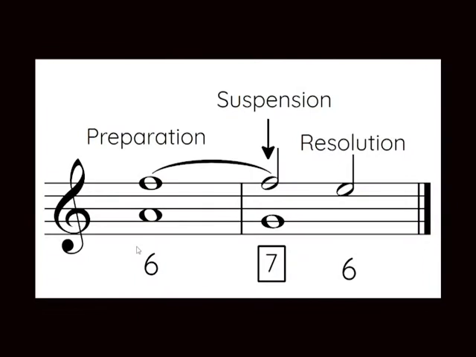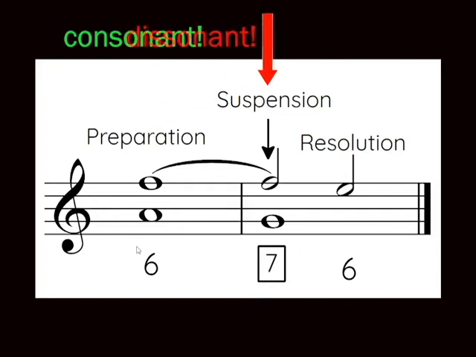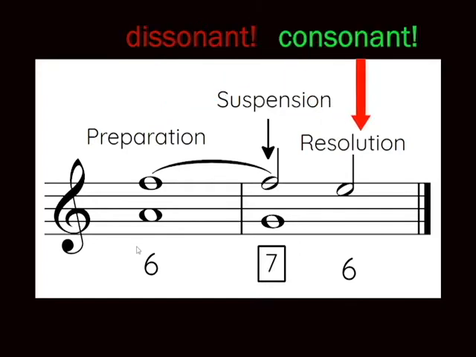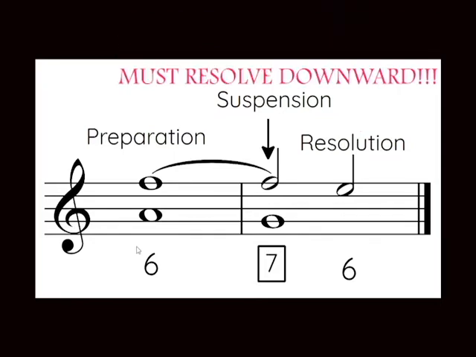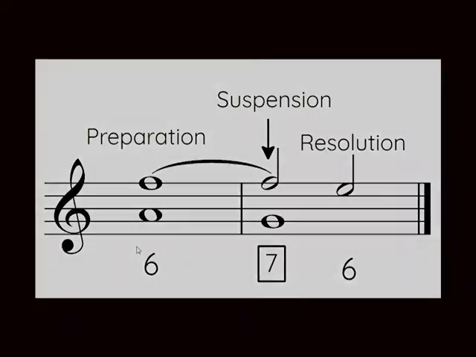So a suspension as a non-chord tone has three components. It has the preparation, which is a consonance, the dissonant suspension, and then a resolution downward by step. And that's very important. All suspensions must resolve downward.